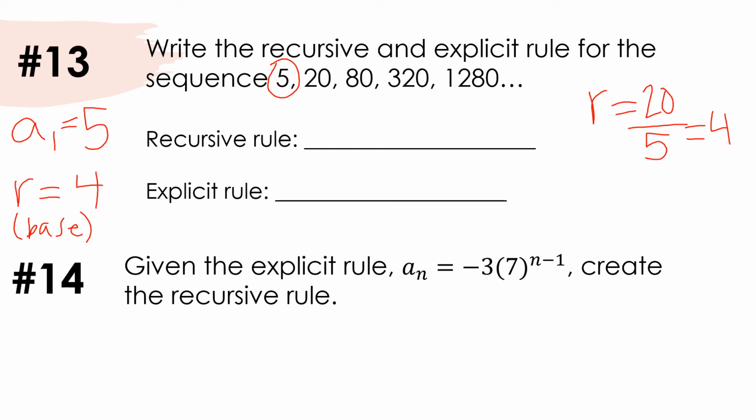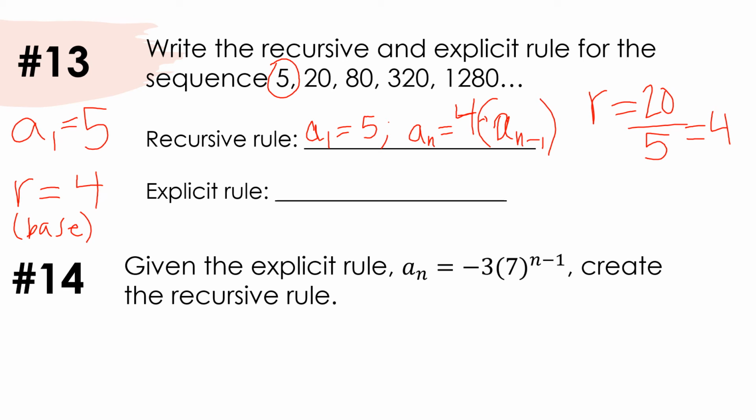So the recursive rule is the one that has two parts. The first part is telling me what the first term is. So a sub 1 equals 5. And then the semicolon, a sub n equals, and then it's the common ratio, which is 4, times, and you can either use the multiplication dot or you can use parentheses. It's totally up to you, a sub n minus 1. Make sure that your n minus 1, your n, and your 1 are small. They're subscript, so they should be small. If you don't like the multiplication dot, you can use parentheses around the a sub n minus 1.